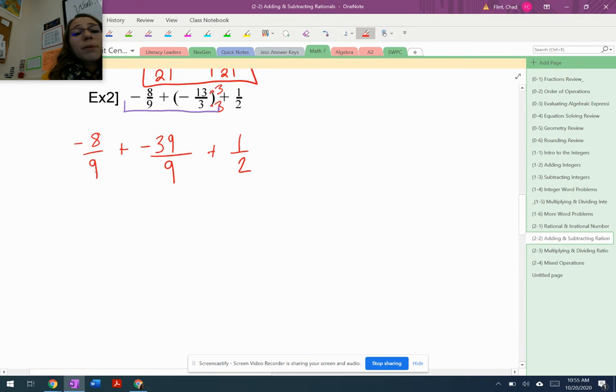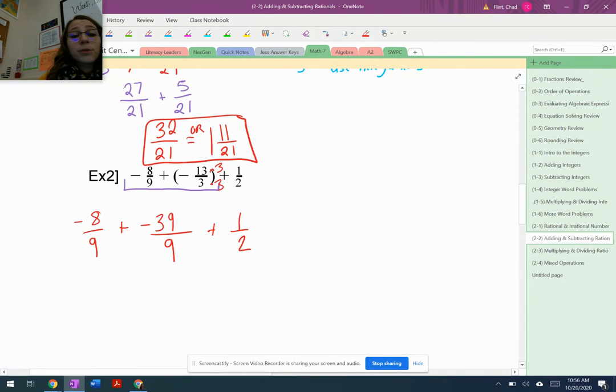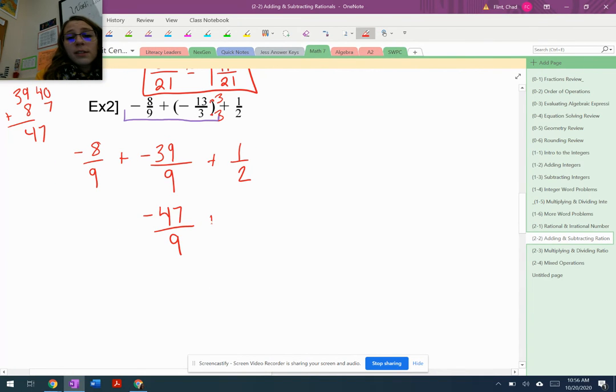So now here I'm jumping on to my integer rules. I have same signs, so I add and keep those signs. -8 plus -39. So 39 plus 8 is going to be the same as 40 plus 7, which is just 47. So -47 over 9. But I'm not done yet because I still need to add that 1/2 to it.